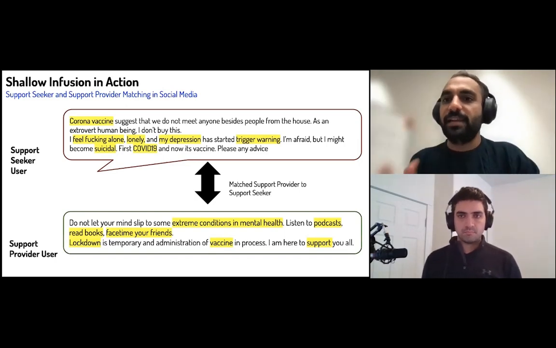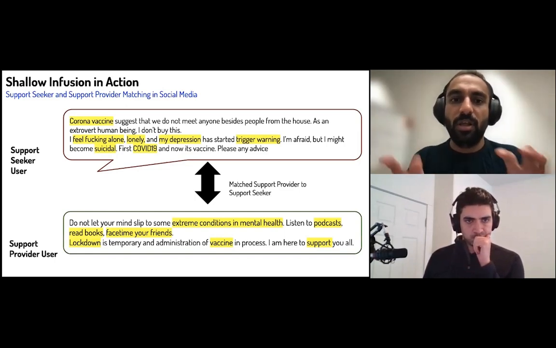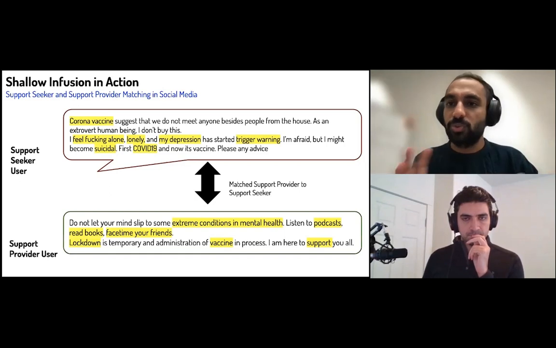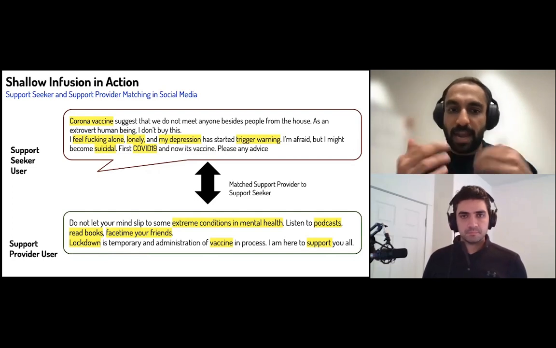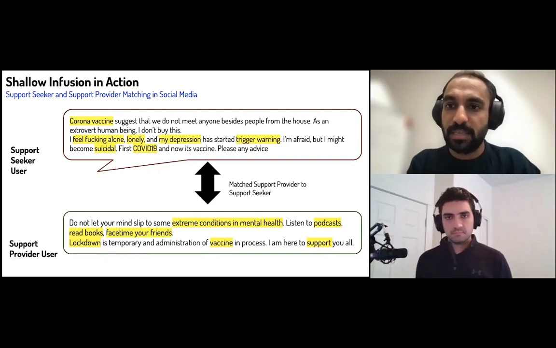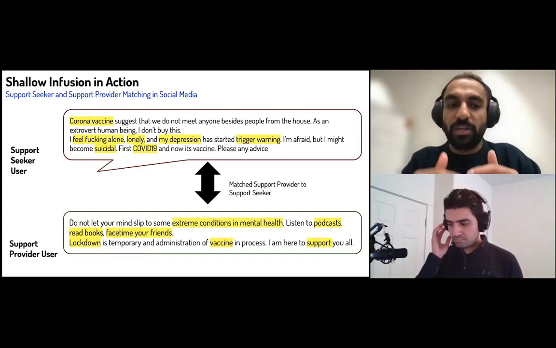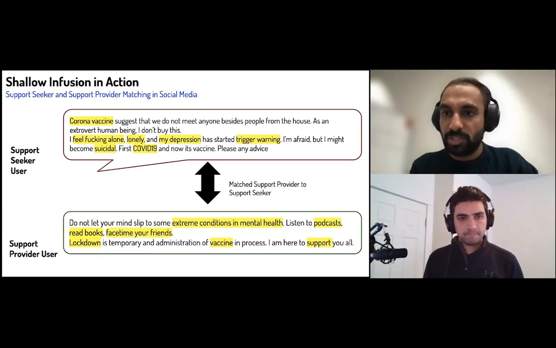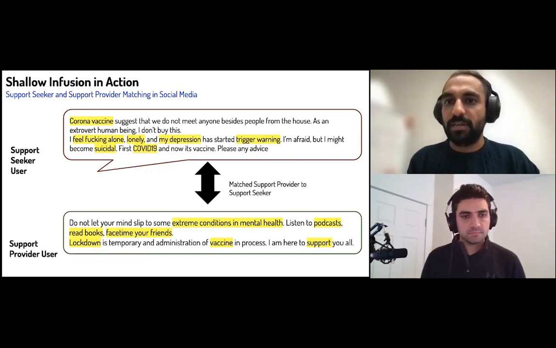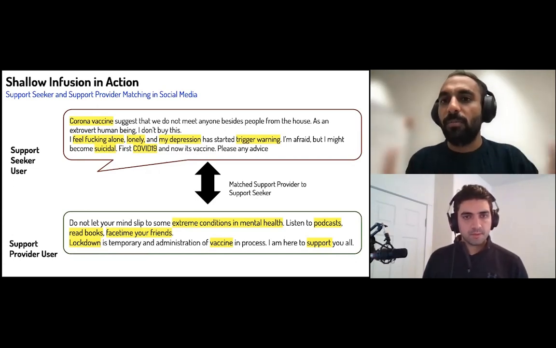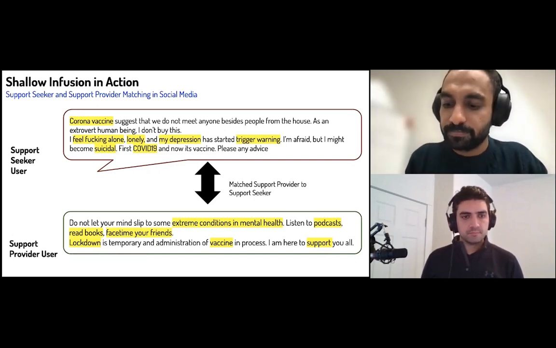You're focusing on these highlighted areas. Oh, the person is talking about corona vaccines. He's talking about feeling alone, lonely, depression, trigger warnings, suicidality, and many more. So there are many cues being talked about in the support seeker. And you say that when I highlight the similar topics in your support provider, I could see that there's a match between what the support seeker is talking about and what the support provider is talking about. And maybe the support provider is a good one for the support seeker. I'm not sure about it, but based on this highlight, I would give a ballpark answer that this is a potential candidate to be the right support provider for the support seeker.